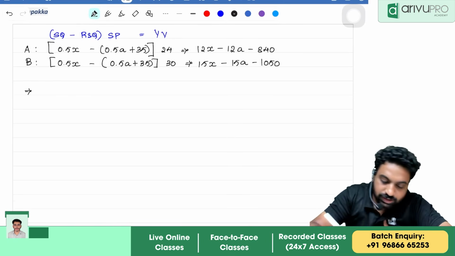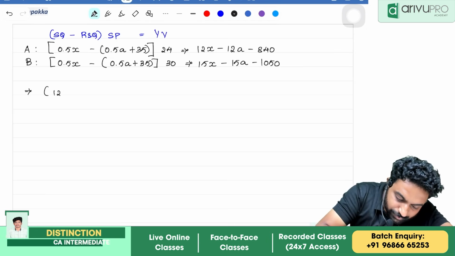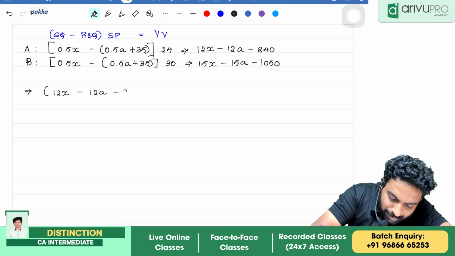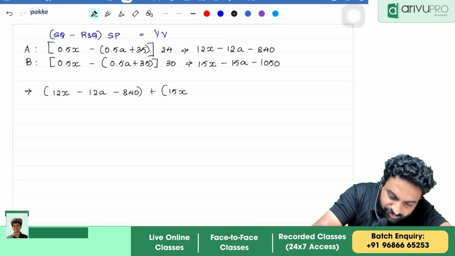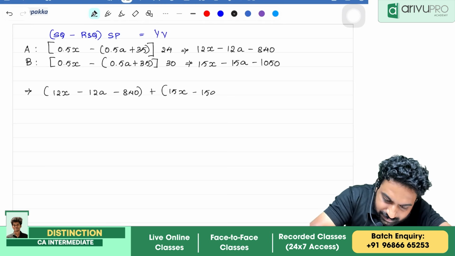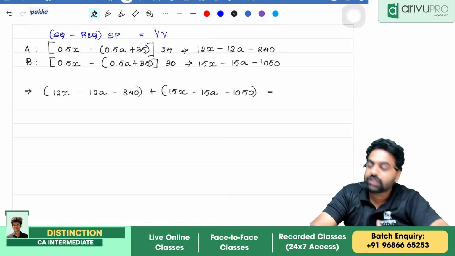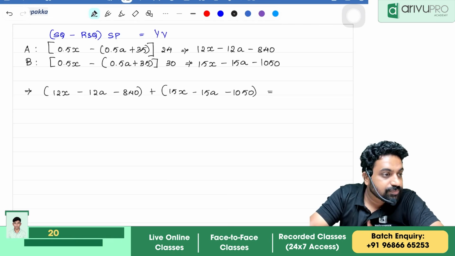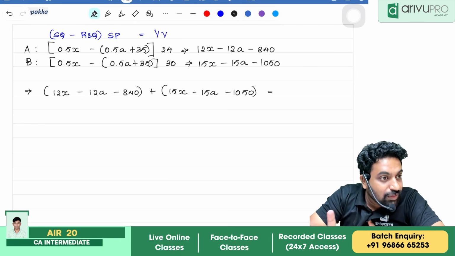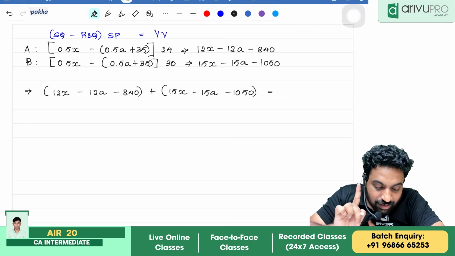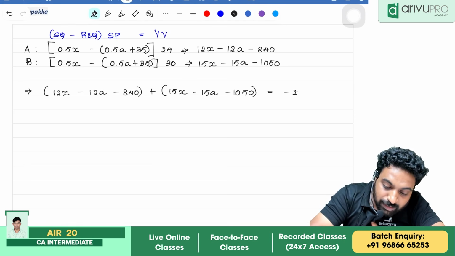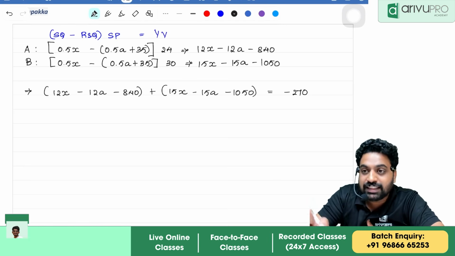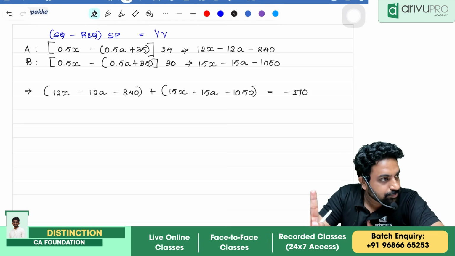So that is 12x minus 12a minus 840 plus 15x minus 15a minus 1050. That is equal to yield variance. How much are they telling? 270 adverse. That means minus 270, because we have taken standard minus RSQ, not RSQ minus SQ. Understood?